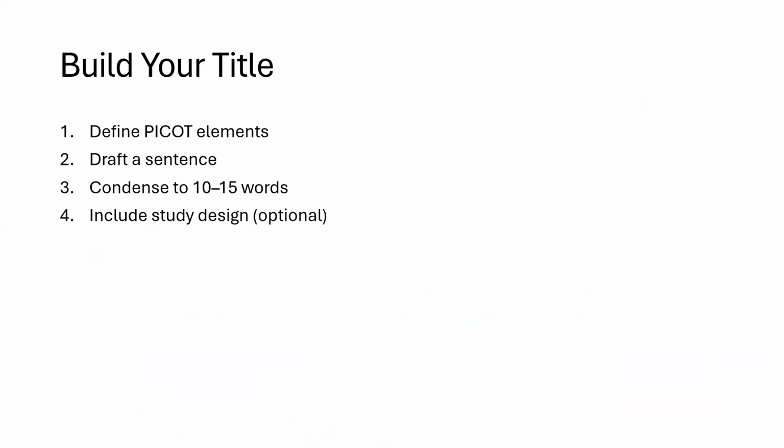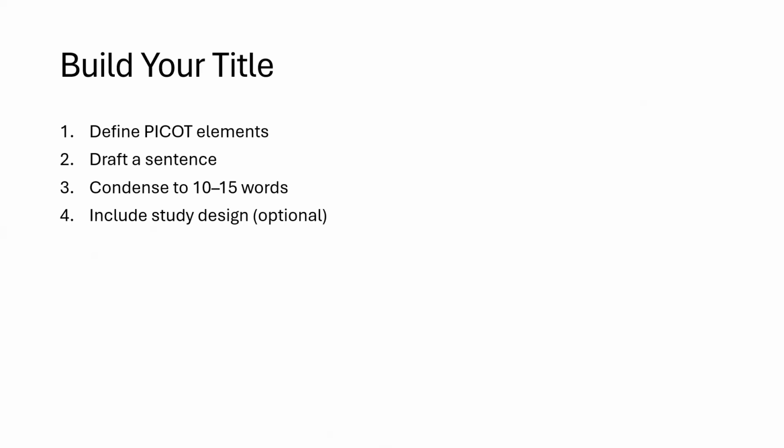Now, build your title. Define the PCOT elements. Note down, take a pen or pencil, and see what population you are going to include. What intervention group is in your study? It is needed or it is not required. Are you comparing with any group? Is male comparative with female? Is disease comparative with non-disease? It depends on the requirements of your research, what outcome you are going to expect. And of course, in which timeline you are going to complete this, how much time it is going to take.